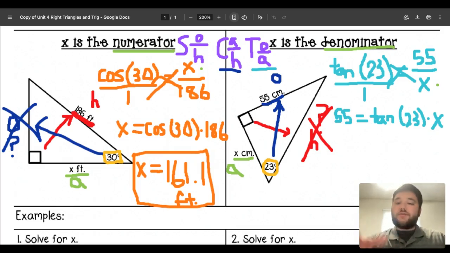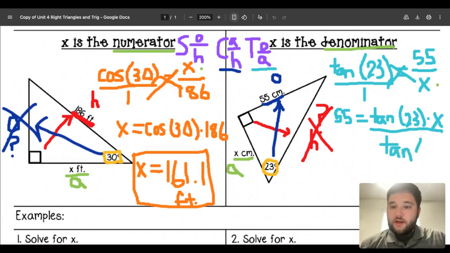So the reason why I like writing it like this is because now I can solve this like an equation you solved in Algebra 1. If you remember that tan of 23 is just a number, then it's really just a one-step equation. You can divide by tan of 23, and guess what? It's an equation. You do it to one side, you got to do it to the other.